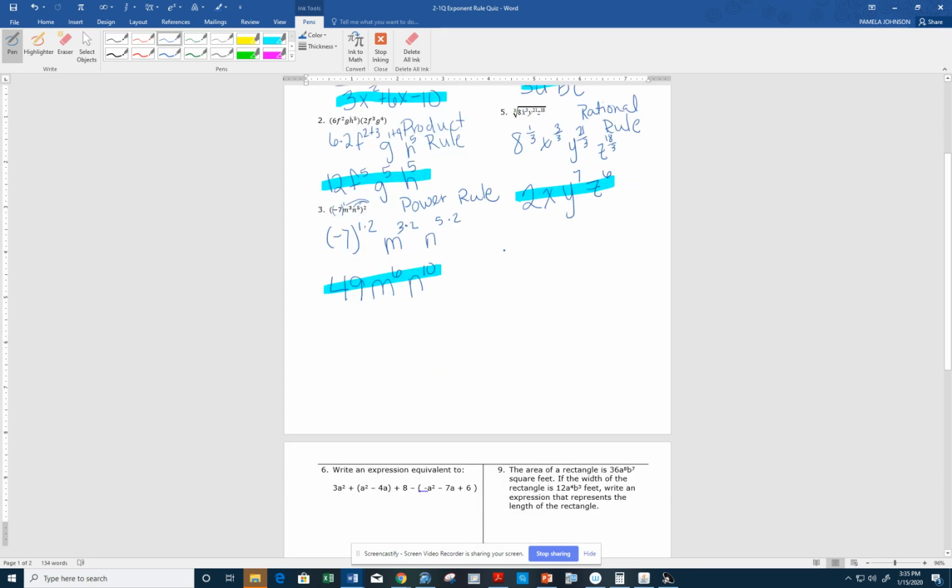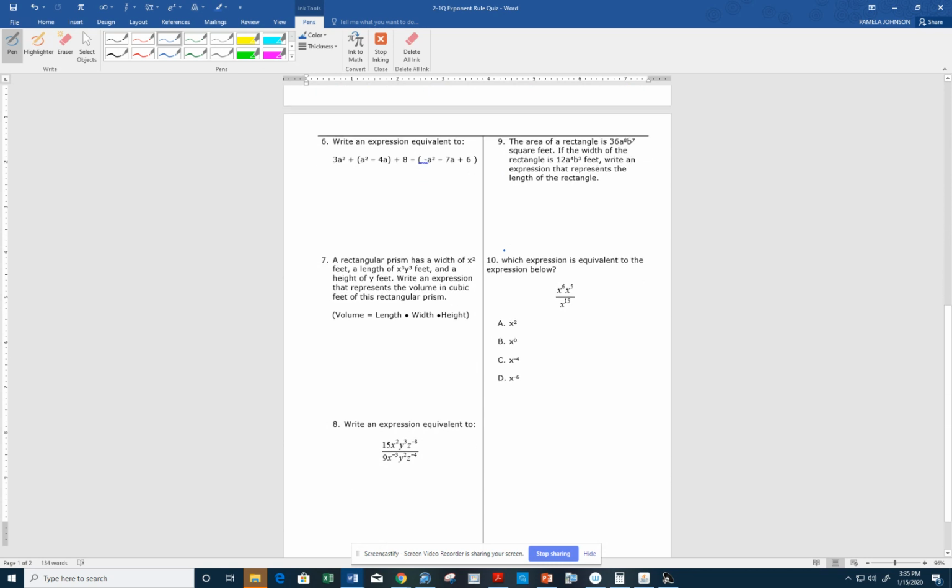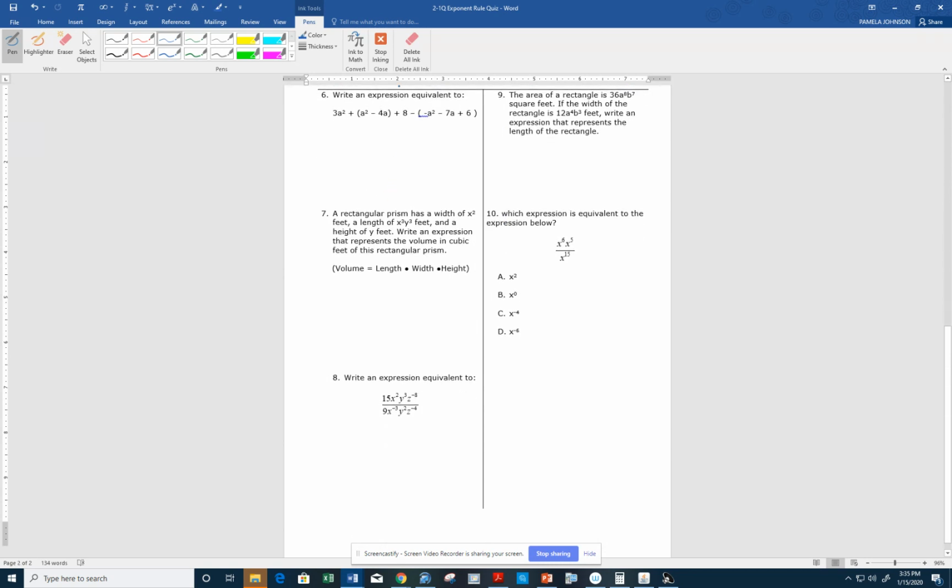Okay, so let's move on to 6 through 10. Number 6, write an equation equivalent to this polynomial. It's just asking us to simplify this.